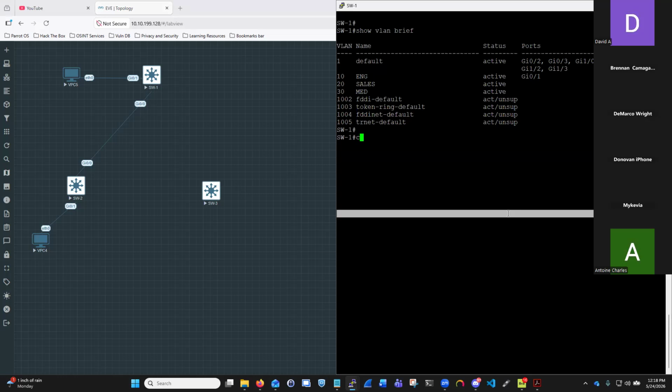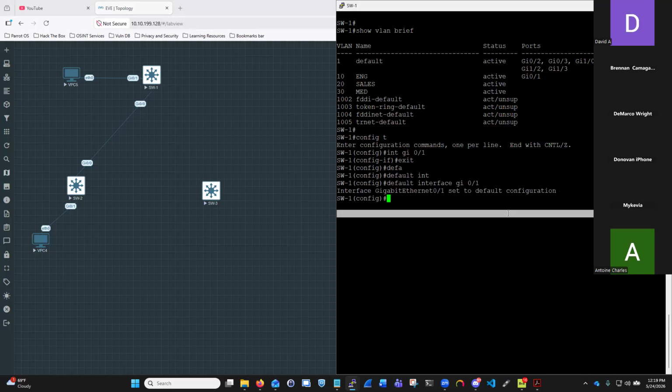Okay, we're on switch 1. Let's put PC5 on the sales VLAN. 0/1, that's the interface. To be correct, let's go ahead and default the interface. If you want to change something, I don't advise just changing the configuration on the interface. Just go ahead and default it.